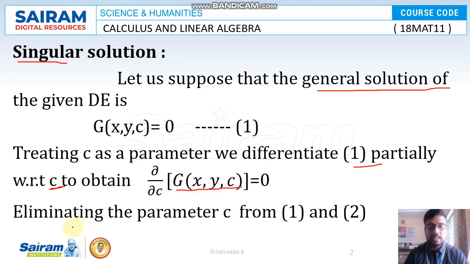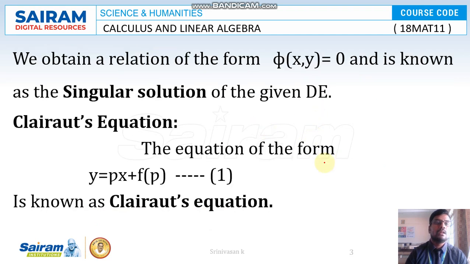Next, eliminating the parameter c from equation 1 and equation 2, we obtain a relation of the form pi of x, y equal to 0, and this is known as the singular solution. Okay, this is the singular solution.